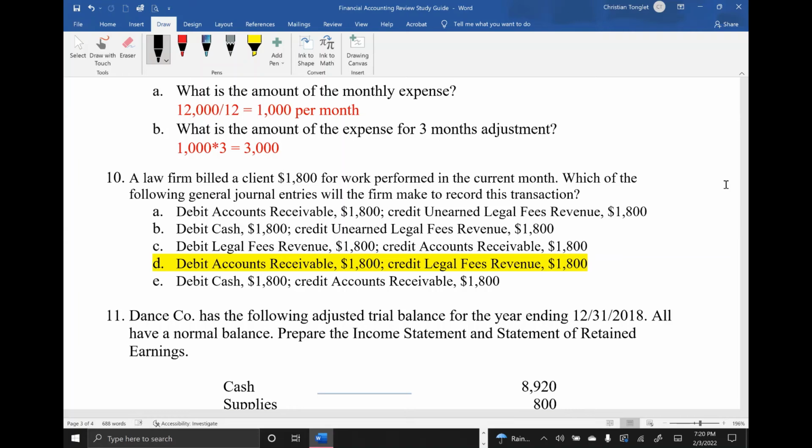Okay, a law firm billed a client $1,800 for work in the current month. Which of the following journal entries will the firm make to record this transaction? Okay, so they billed a client $1,800 for work performed. Does that mean they didn't do it yet? No, it means they did the work. So they're billing them. That means the client did not give them cash yet. They have to bill them. They're going to pay them later.